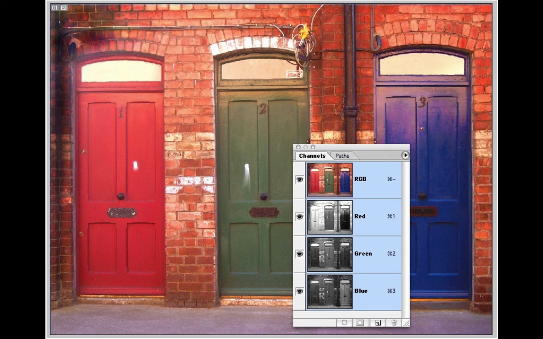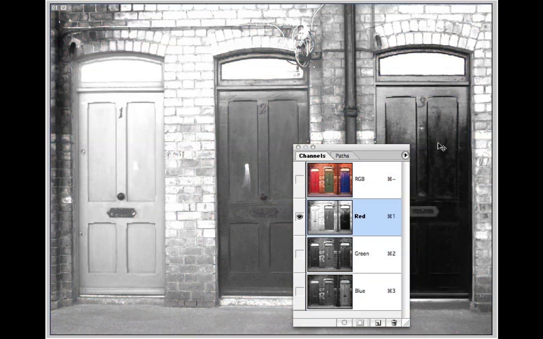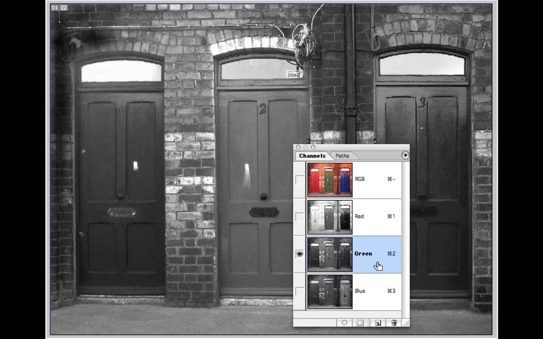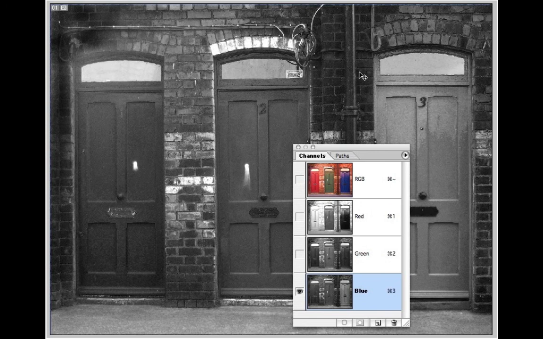So in the red channel, the red door is the lightest. In the green channel, you see that the green door is the brighter. And in the blue channel, the blue door is the one with the most blue. Although there's not a whole lot of difference between the green and the blue.